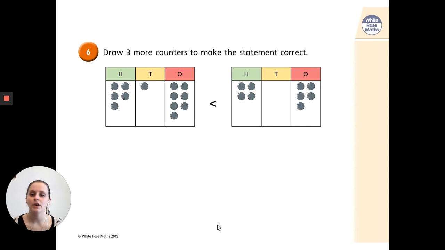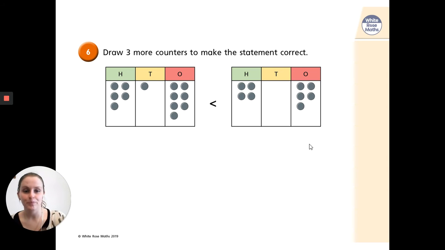Okay, number 6 then. So draw 3 more counters to make the statement correct. Now, have a look at your first table. So in this one, what number do you have? First thing you should do is write down the number that you have in this table. Now, we need to make this table greater than this one. So we need to use 3 and only 3 counters to do that. Now, there's a few different ways you can do this. So you might want to have a couple of goes.